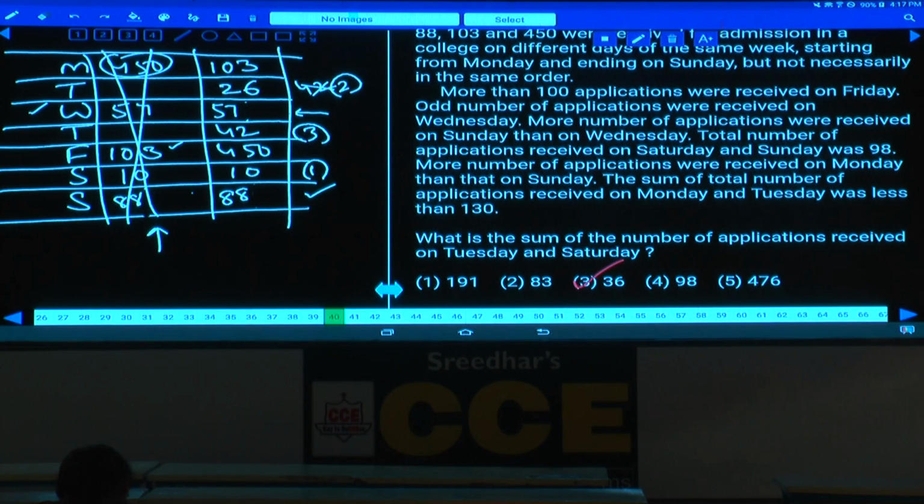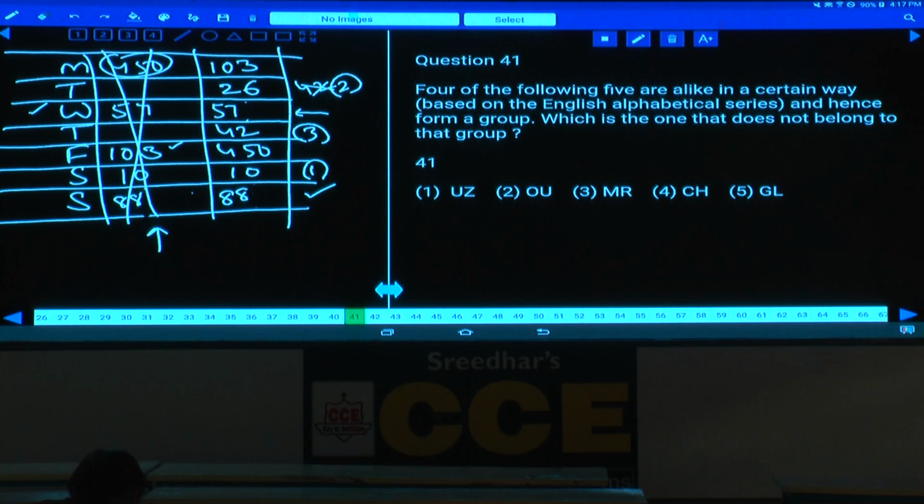Then 41. Now, question number 41 is based on odd man out. Four out of the following five are nothing but an odd man out, U and Z. Tell me what is the difference between U and Z here? The difference between U and Z is, how many letters are there? 5 letters are there in between these two. U plus 5: V, W, X, Y, Z, 5 letters.